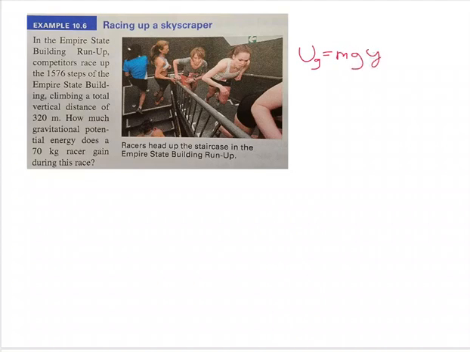So our equation is simply gravitational potential energy equals the mass times g times how much did we go up? 320. So we have U sub g equals the mass of the racer, so 70 kilograms, times g, 9.8 meters per second squared. Remember, g is actually 9.8, it's not negative 9.8. We're not talking about acceleration down. So then times y, which is 320, they told us, meters.